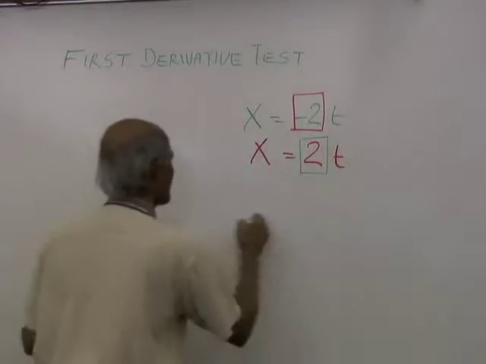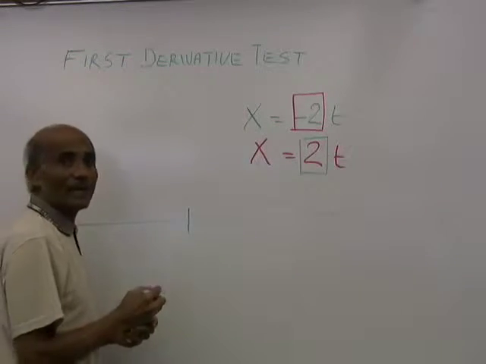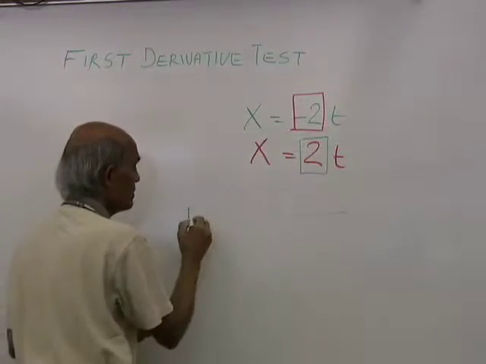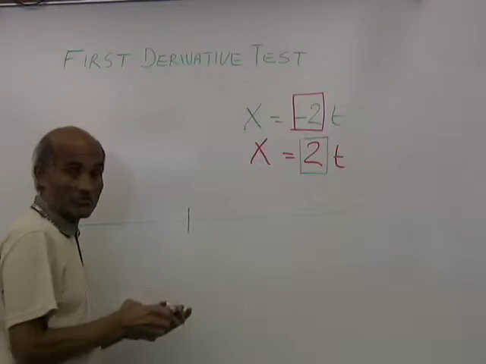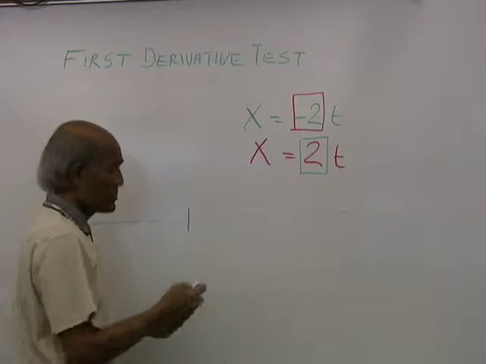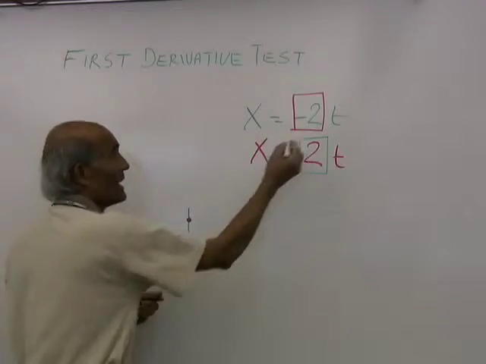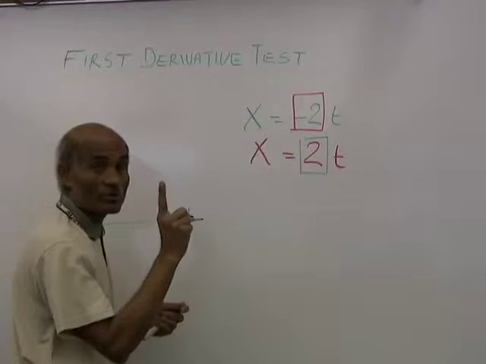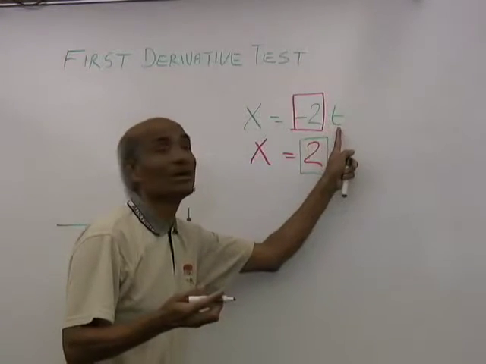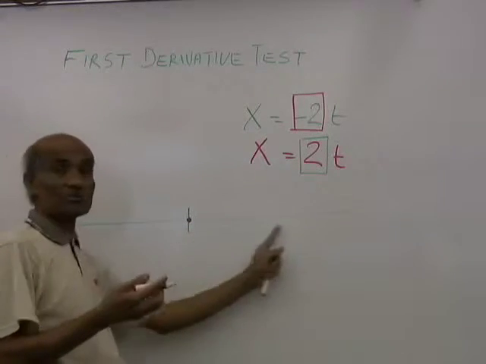Well, let's have a look at the first function. What does it tell you? x equal to negative 2t. It tells you that when t equal to 0, the object is, well, this gives you the position of an object with time. So, at t equal to 0, the object is at the origin. We can only assign positive values to t. As t changes, the x value changes.